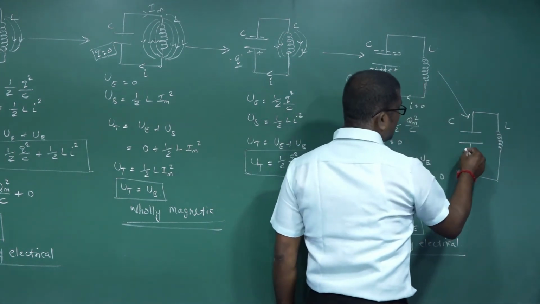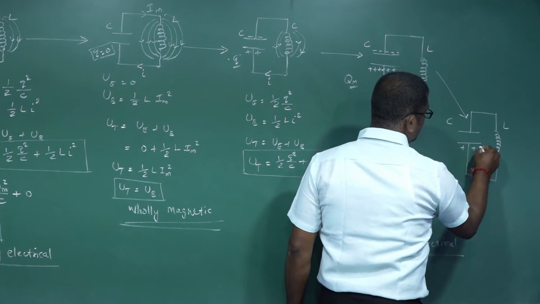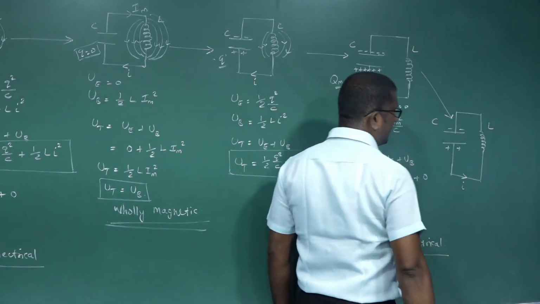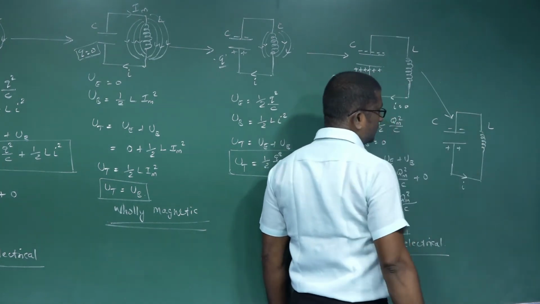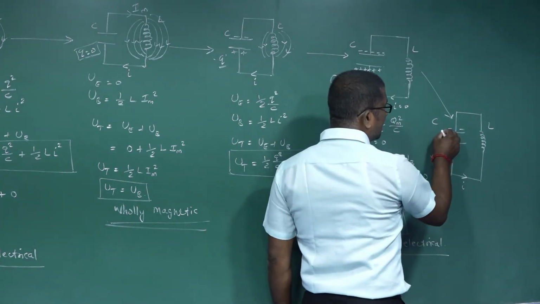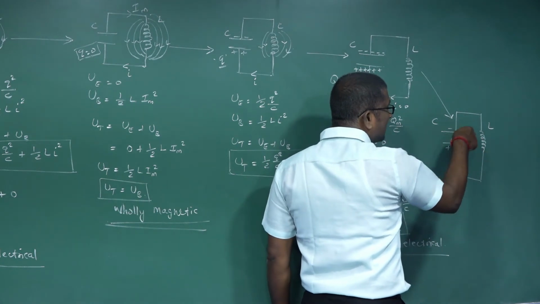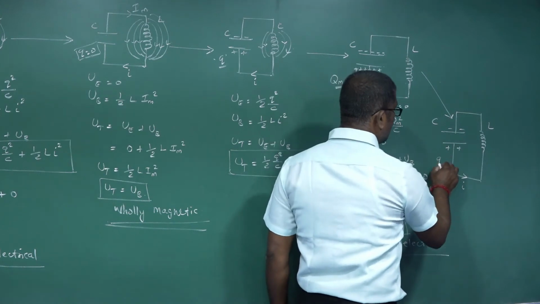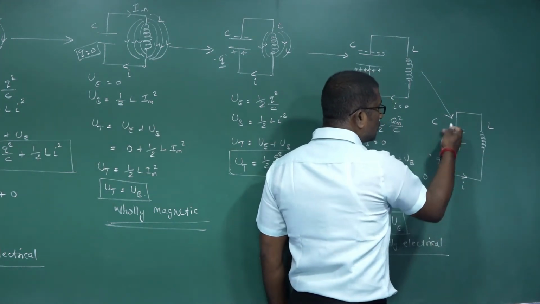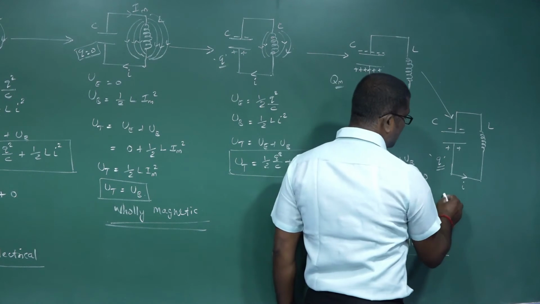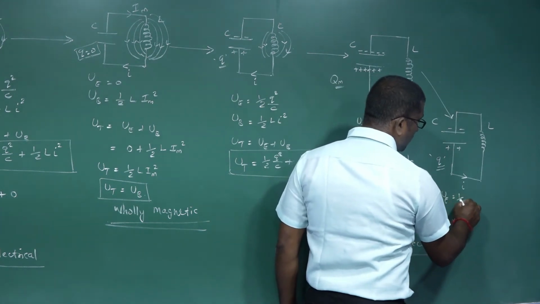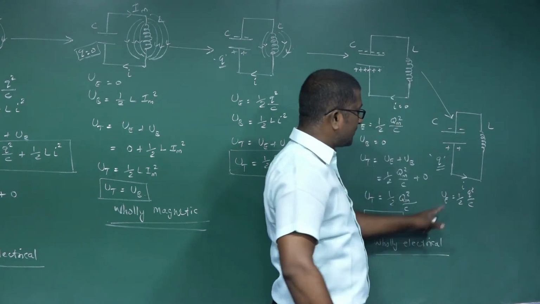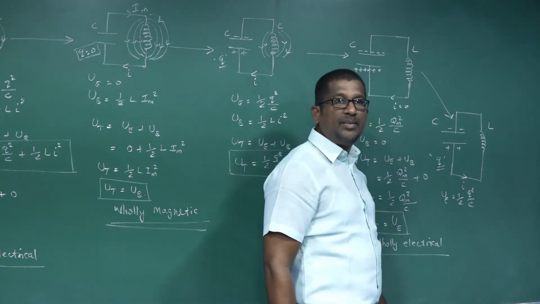Right. So the capacitor starts to discharge. When the capacitor starts to discharge, it sends electric current I through the inductor. As the capacitor gets discharged, the amount of charge in the capacitor decreases. Now the charge in the capacitor is Q, so the energy in the capacitor, U suffix E, is equal to half of Q square divided by C.